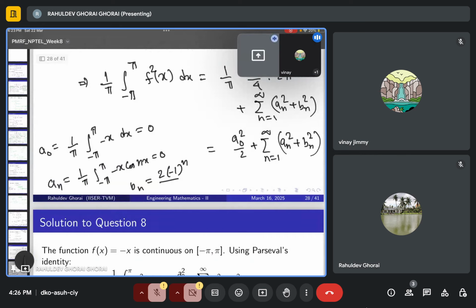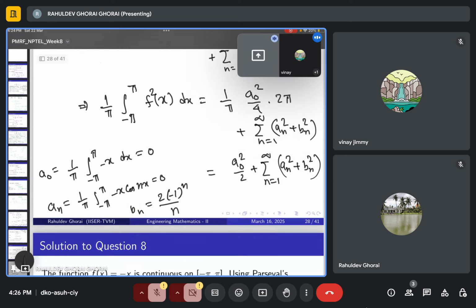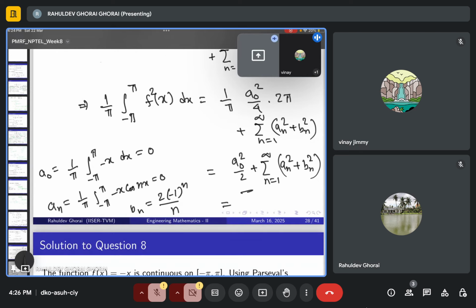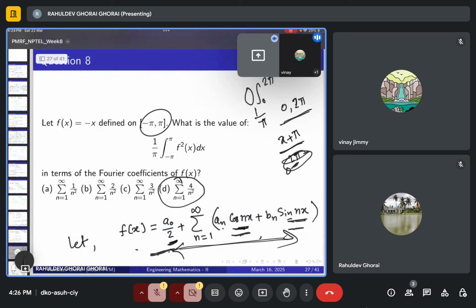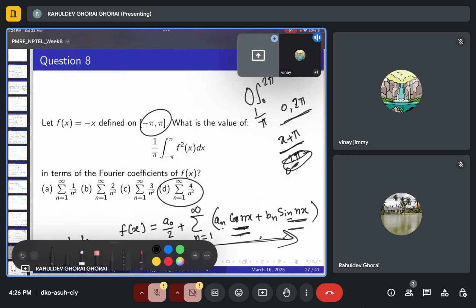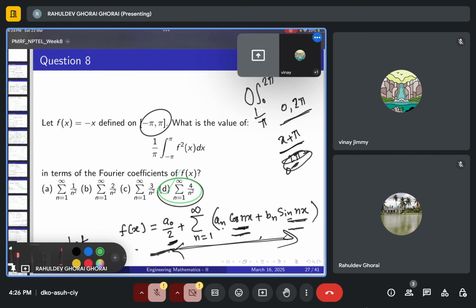So b n will be 2 times minus 1 whole to the power n over n, most probably. So then what you will get, this will be 0 and a n is also 0. b n squared will then be 4 by n square. Summation n equal to 1 to infinity of 4 by n square. So you see the last option, which is 4 by n square, that is correct. Got it?